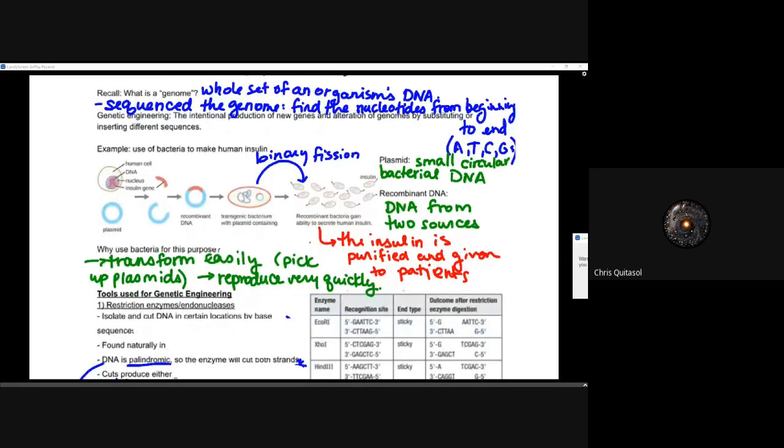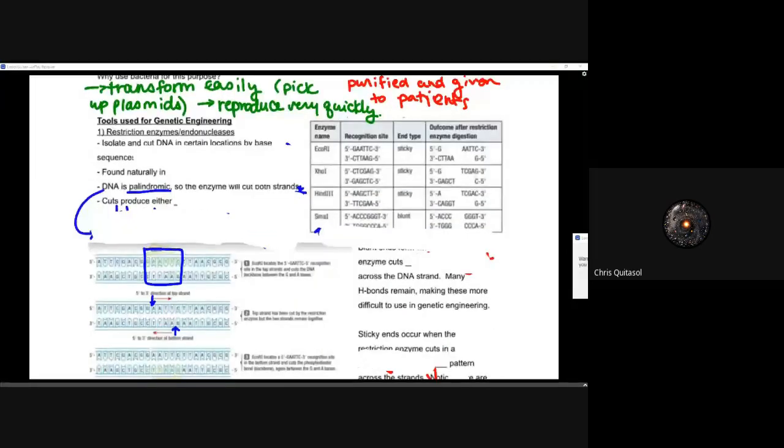So when you think about the medical marvels and the potential for medical marvels as a result of our ability to manipulate genomes, they can be quite endless. The tools we use for genetic engineering can be quite interesting.